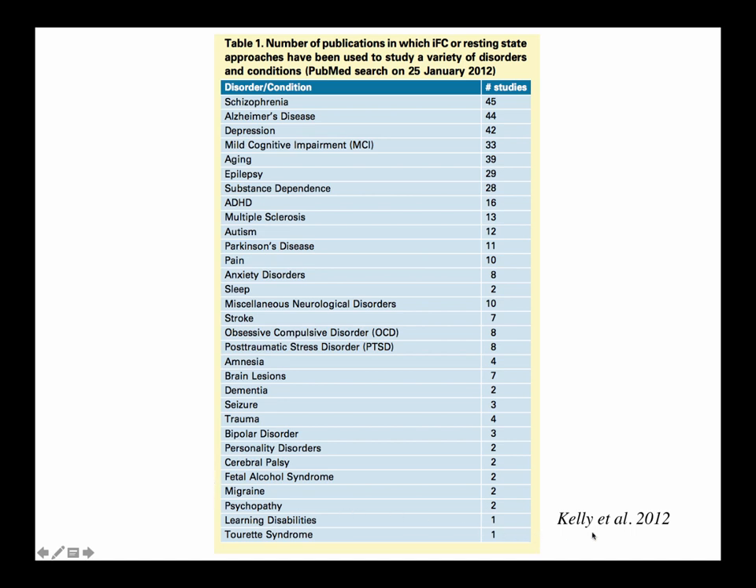And this table is now very old. It's from 2012, so these numbers are probably much different now. I've been trying to find an updated table, and if any of you know one, let me know. That would be great.